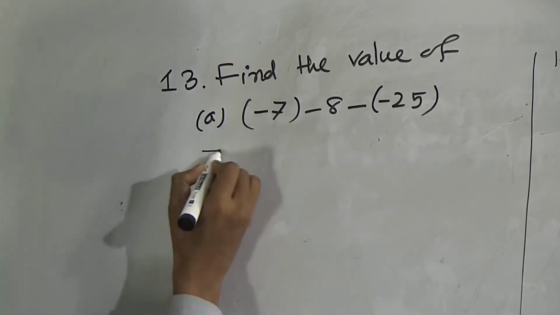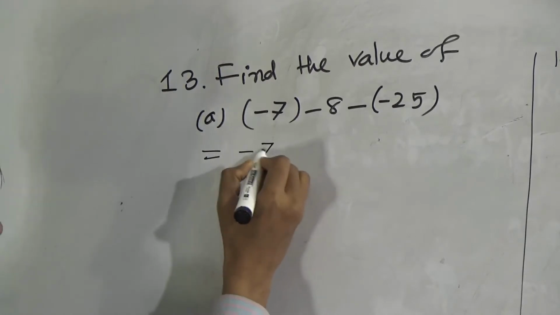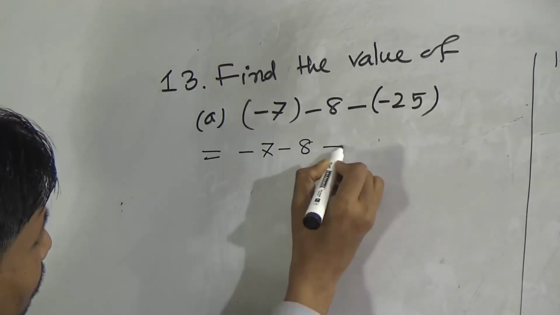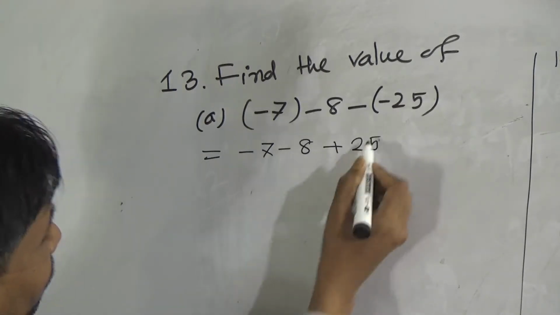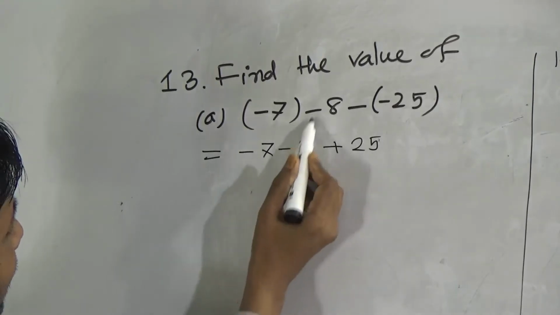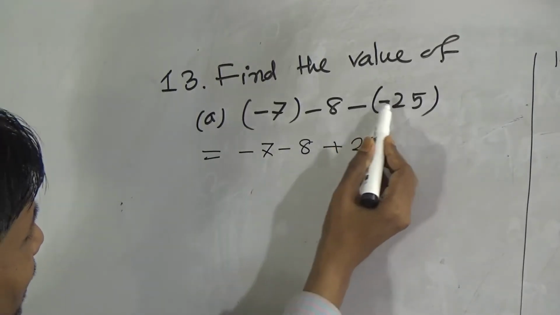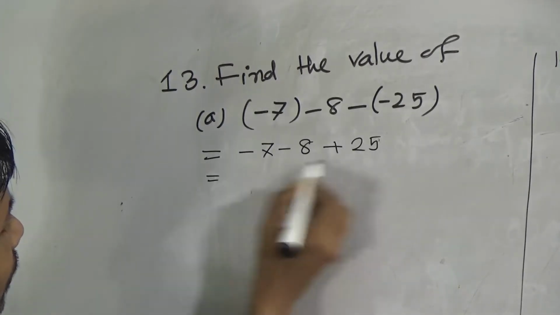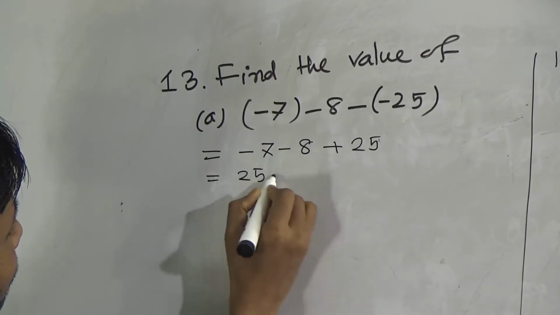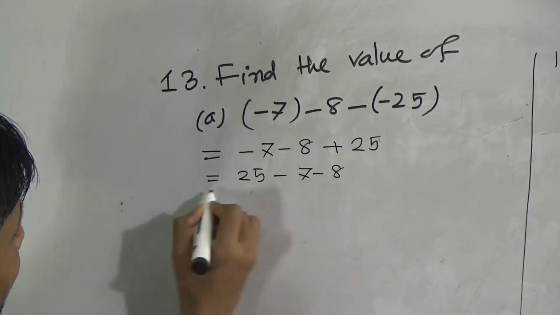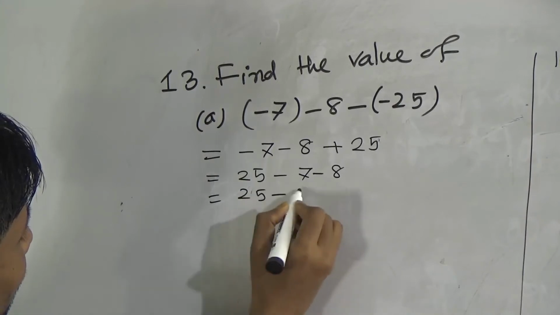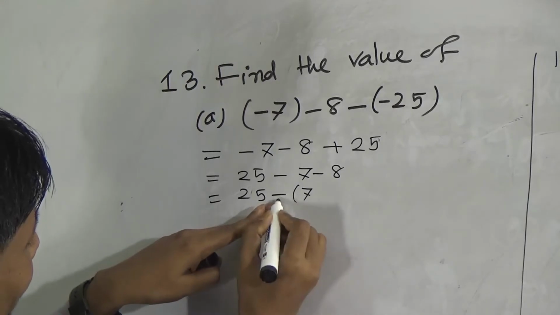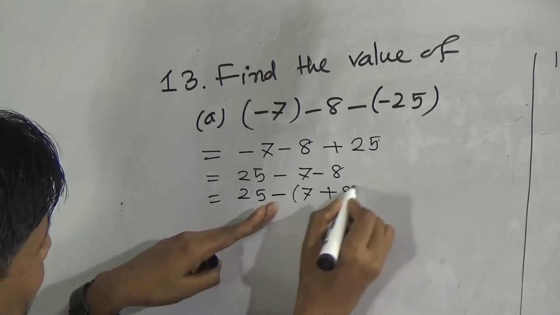Look, this is minus 7, minus 8, minus, and this minus is equal to plus 25. Now 25, minus 7, minus 8. Take the minus common, then these minus and these minus plus, minus and these minus plus.